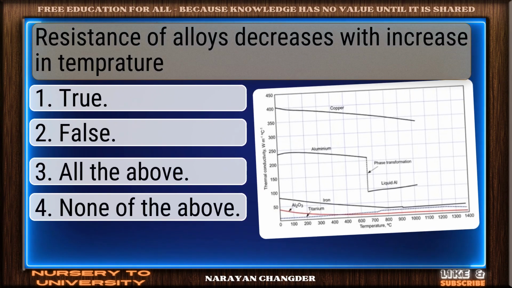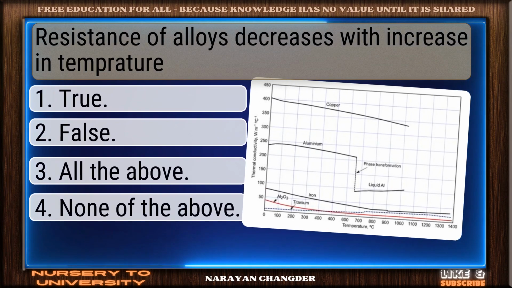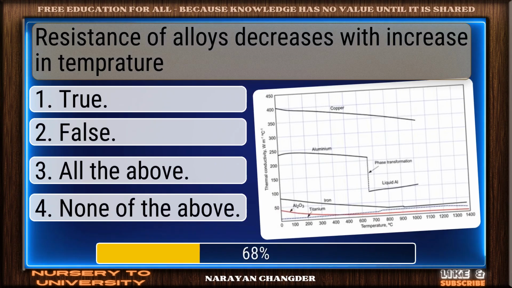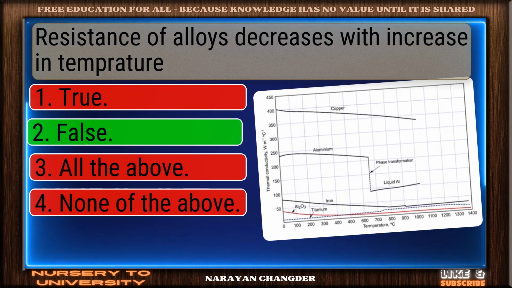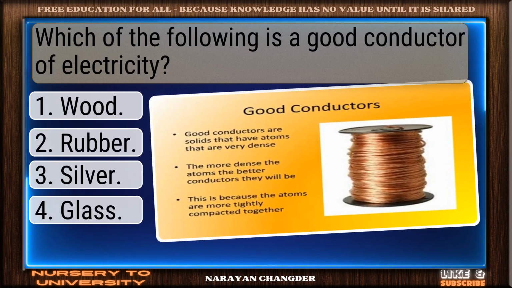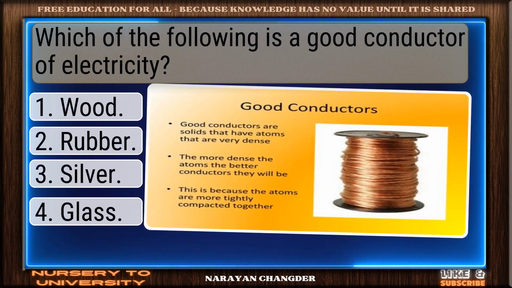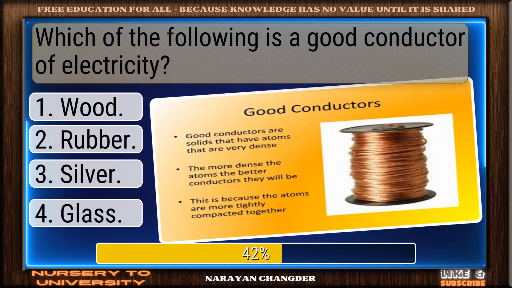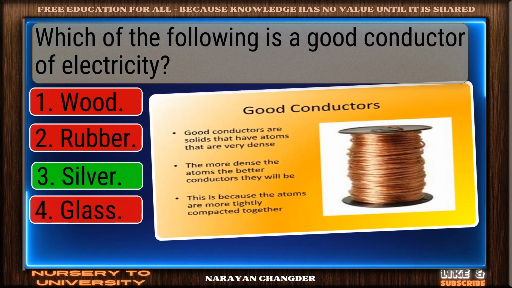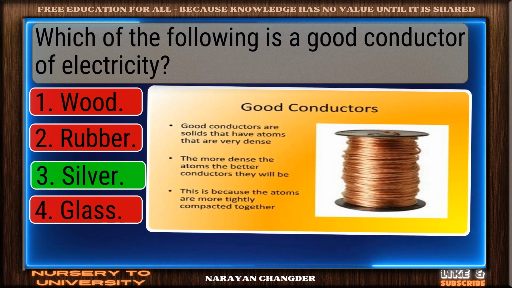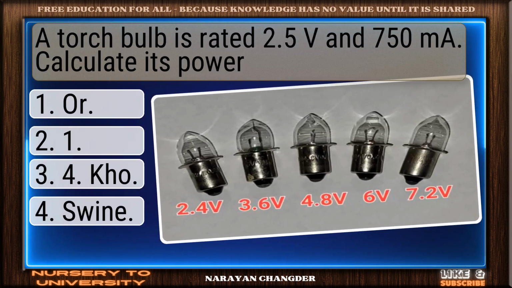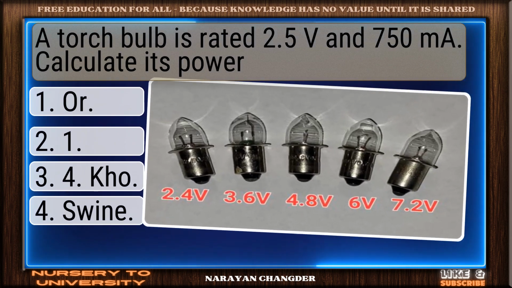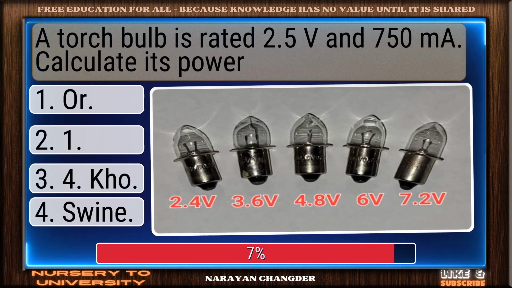Resistance of alloys decreases with increase in temperature. Nicely done. False is solid. Which of the following is a good conductor of electricity? You're right. Silver is correct. A torch bulb is rated 2.5 V and 750 mA. Calculate its power.